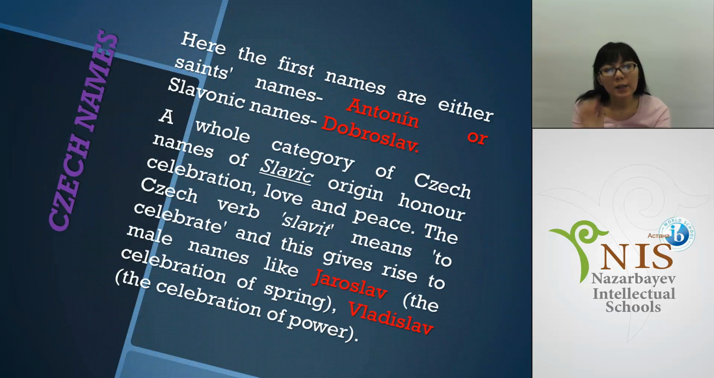And Czech names. For example, here are some first names and other saints' names, and you have some examples here. You can see the Slavonic names, for example Dobroslav. A whole category of Czech and Slovak names represent love and peace, and the Czech verb slavit means to celebrate, and this gives an opportunity to name their children Yaroslav, the celebration of spring, Vladislav, the celebration of power. So they add this ending, this suffix, which means to celebrate.